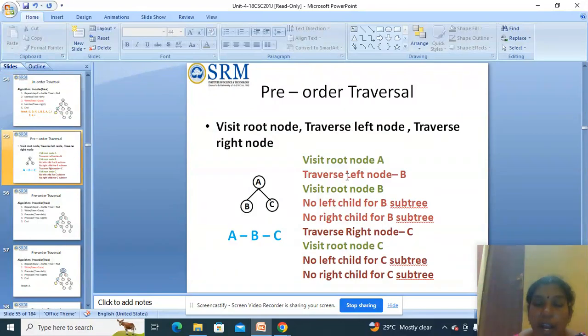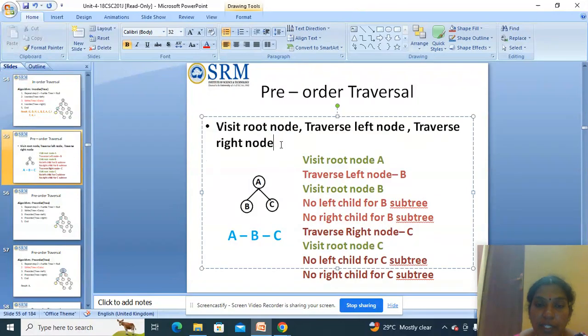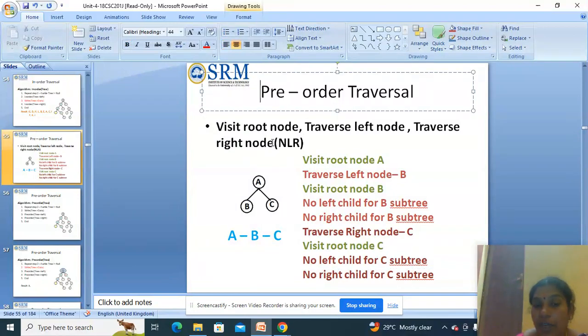And next is pre-order traversal. Pre-order means first we have to visit the node, N. The root first, then left, then right. This is the formula for visiting a tree in pre-order. First we visit the root node, then the left subtree, then the right subtree. In the previous case, in-order, we visited the left subtree first, then the node, and finally the right subtree. Here it's NLR.